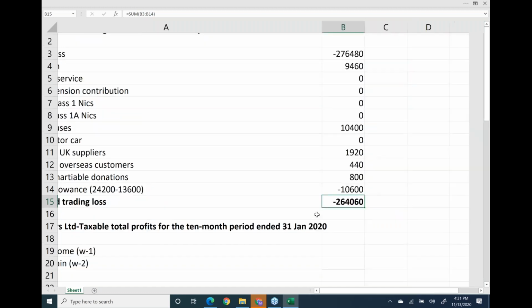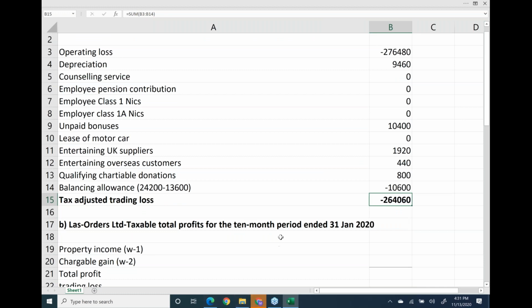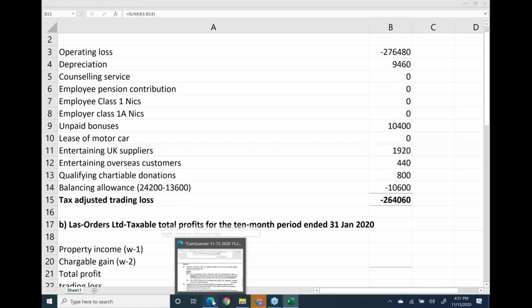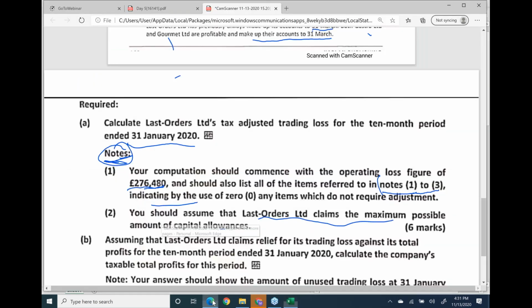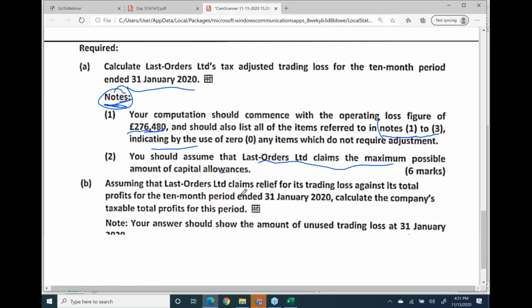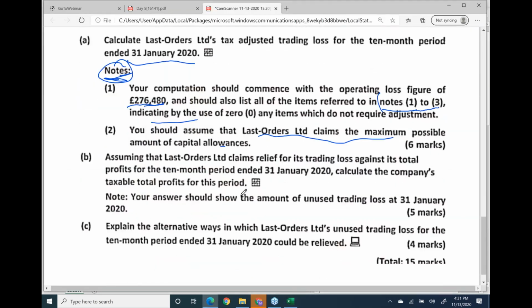Now let's go to the question again. This is the question. Let's read the second requirement. Assuming that last orders limited claims relief for its trading loss against its total profits. Wait, don't go, don't run fast. Now, trading loss. Yesterday we did this. Trading loss of any period, even the last period.